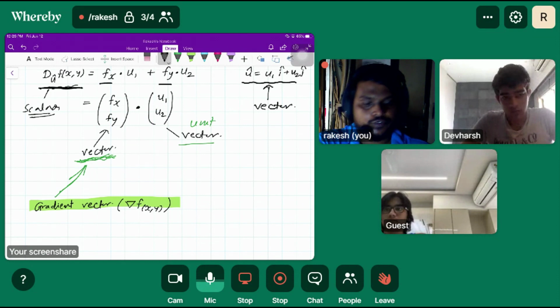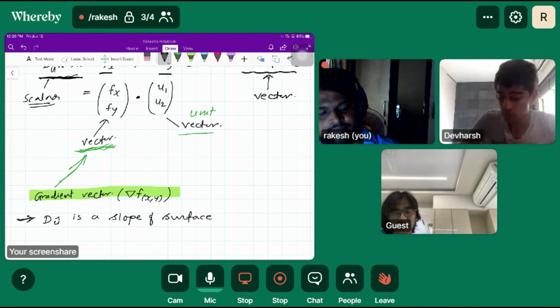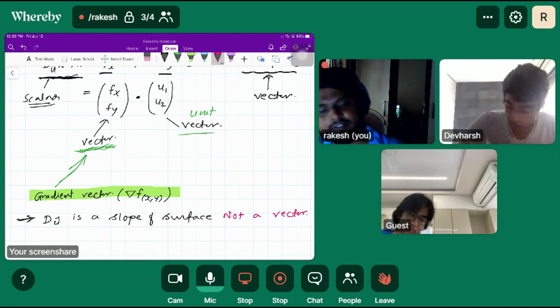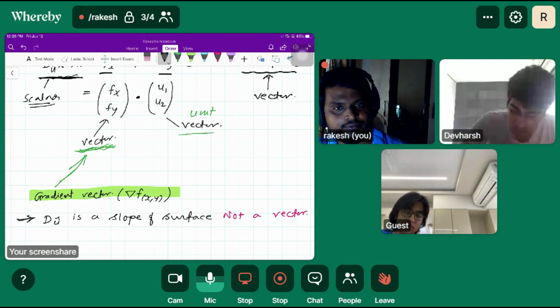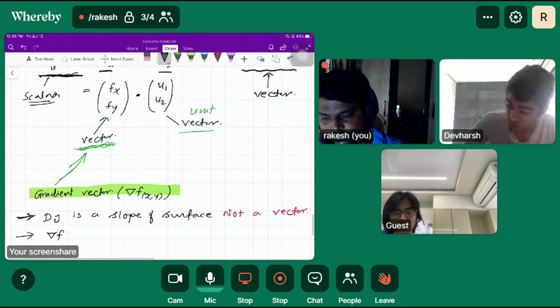Before that, just make note of something, write it down. This is the slope of the surface, not a vector. I have written this for you: this is the slope of the surface, not a vector. Now, del f is a vector.